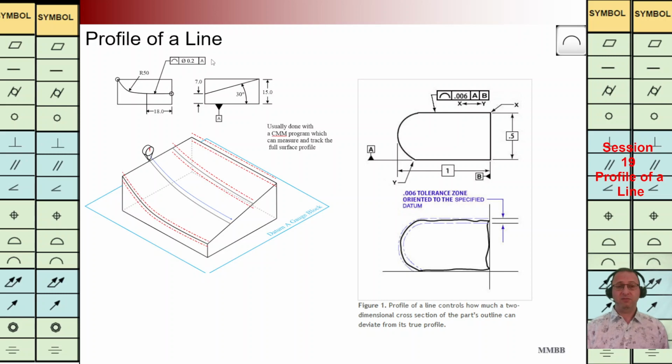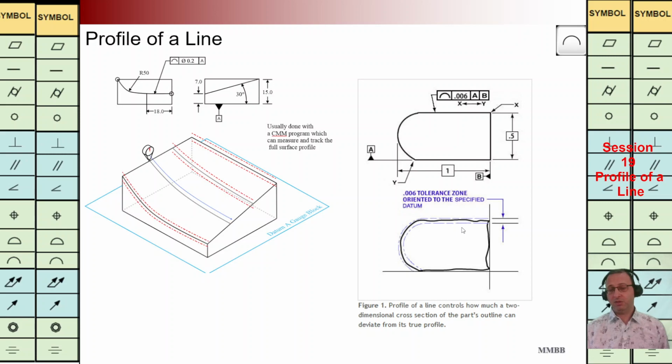Here we have just one reference per lane. We are going to use the orientation of these lines here for this surface. At the right hand side, we are going to have line profile TZ is 0.006. We have two planes A and B, and we are going to use basic dimension. It means we are going to control the orientation and location of this profile from X to Y.